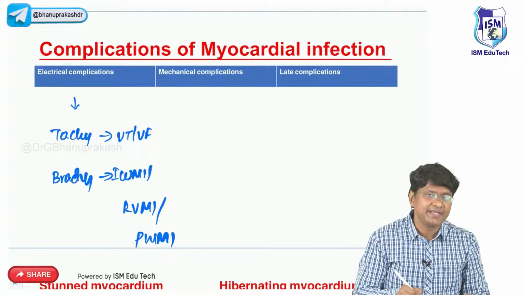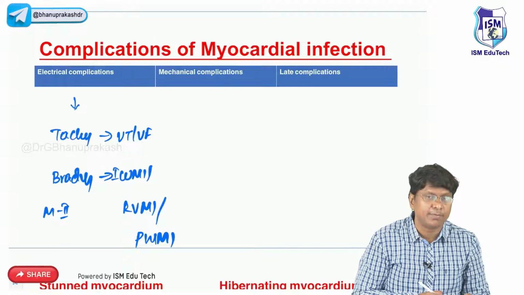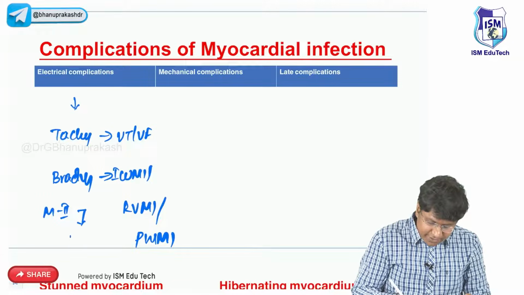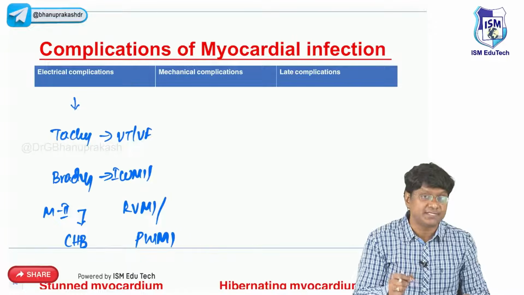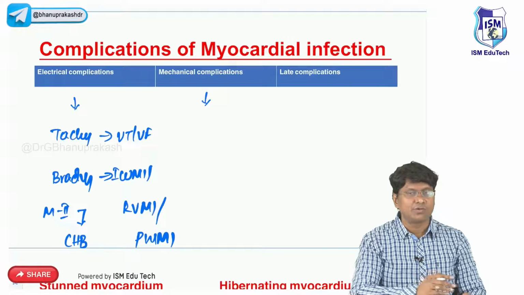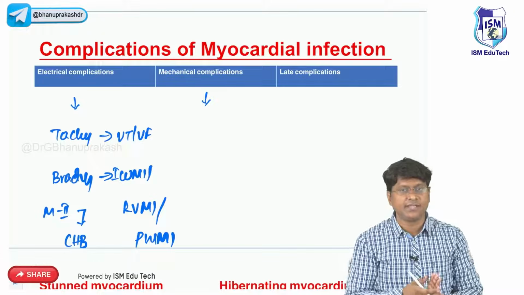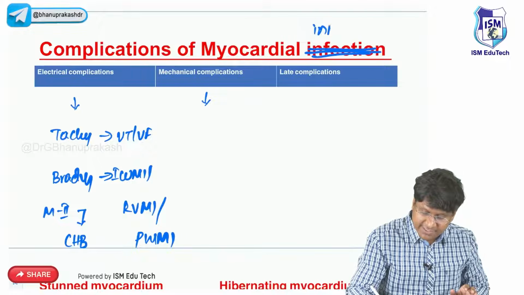Okay, now these bradyarrhythmias include your Mobitz type 2 AV block, which is the most common form of bradyarrhythmia, and this can progress to even development of complete heart block, where they require temporary pacemaker insertion once they develop complete heart block. Okay, then what are the mechanical complications that you will come across in myocardial infarction? It is not infection, it is infarction.